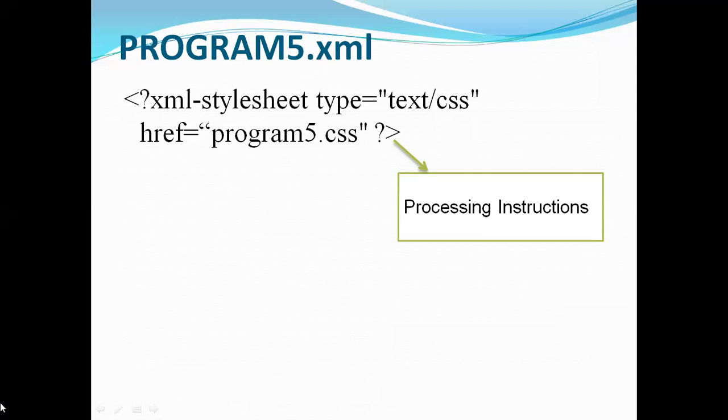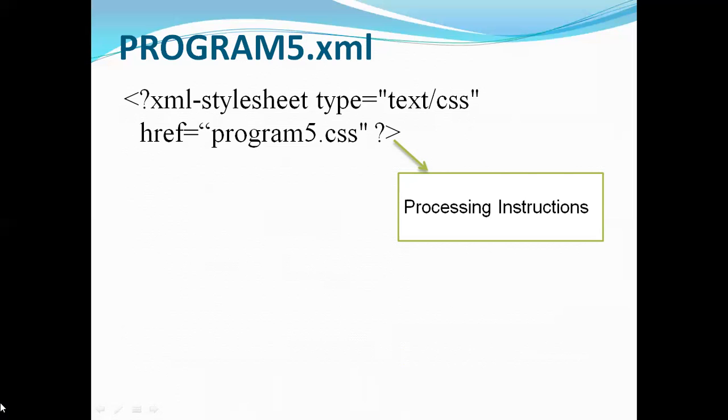We know that this begins with the symbol less than question mark, then the style sheet. Next, followed by 2 attributes. Type is equal to text slash CSS. There is a MIME specification which tells that the content is of type text, and we are using the style sheets, that is the subtype is the cascading style sheets. Next, the href attribute, hypertext reference, which refers to another file, that is program5.css.